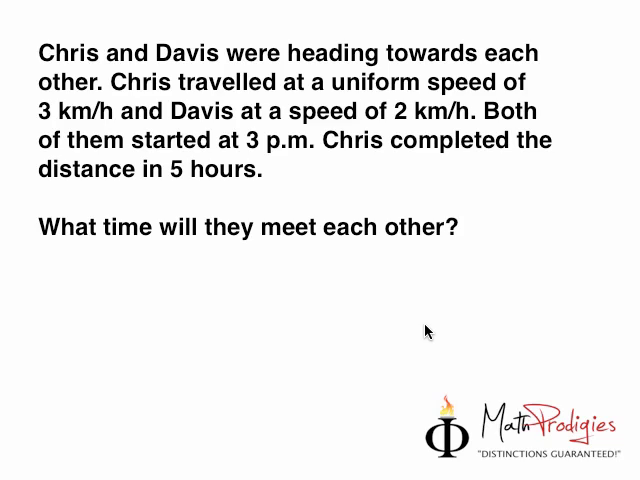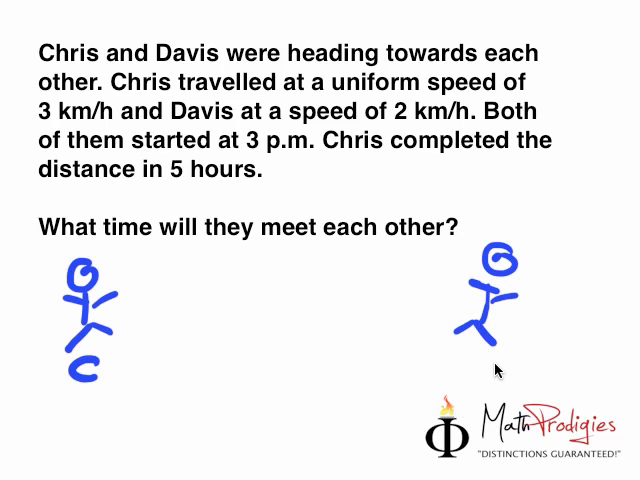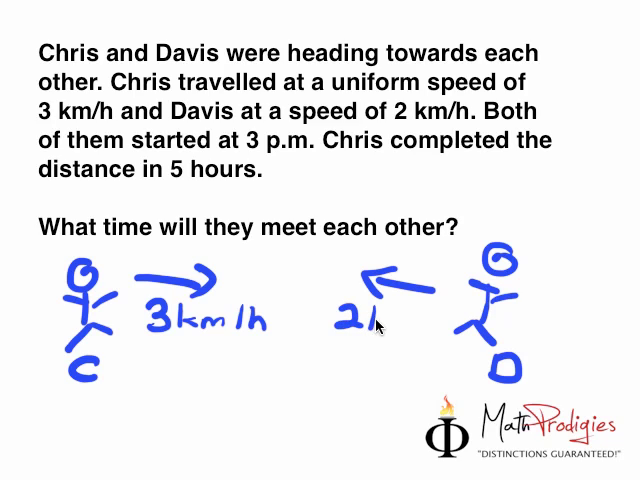So now what do you know? Let's first of all imagine it happening. So let's just draw this like this. This is Chris and this is Davis, yes? Chris is running towards him at a speed of what? 3 km per hour, and Davis is running towards Chris at 2 km per hour. Okay, both of them started at 3 p.m., so the clock struck 3 p.m. Okay, and Chris completed the distance in 5 hours. So they were running towards each other, and this guy reached here in 5 hours.